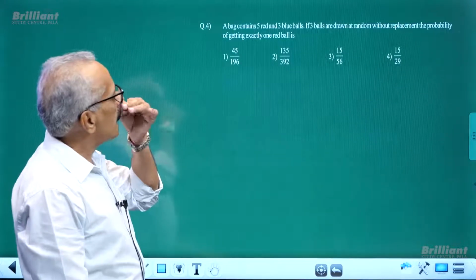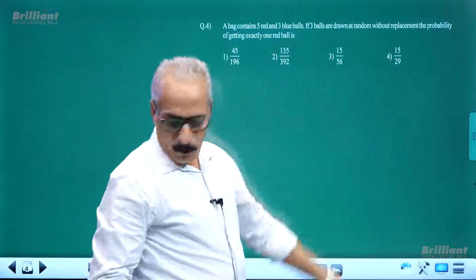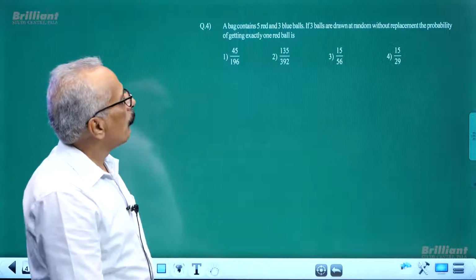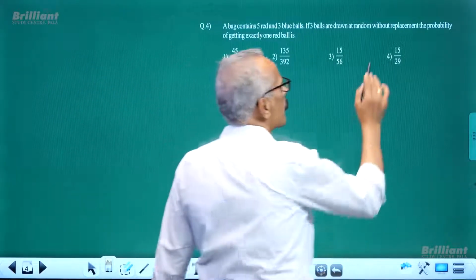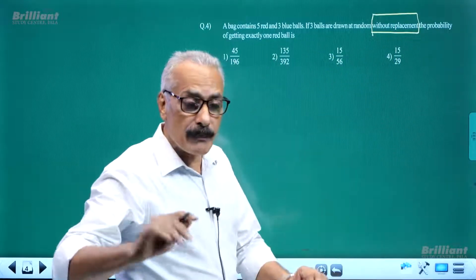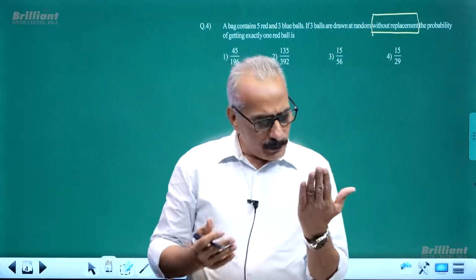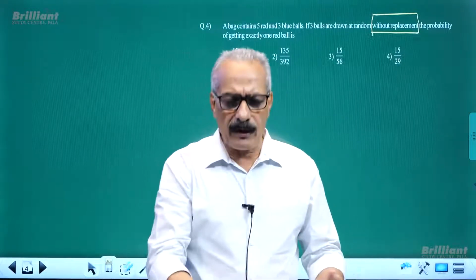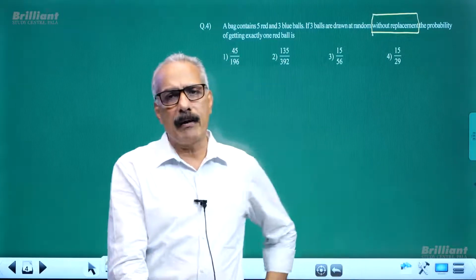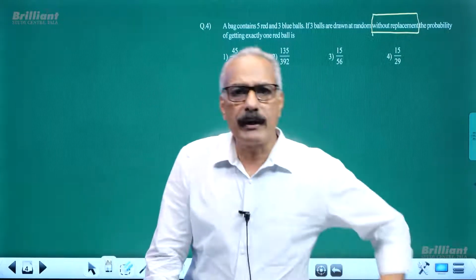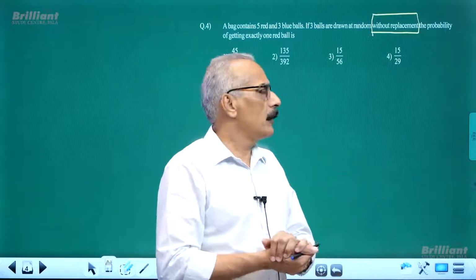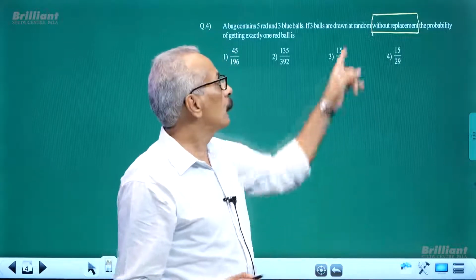A bag contains 5 red and 3 blue balls. Question number 4. 3 balls are drawn. Nothing is mentioned, then also it is without replacement. If it is with replacement, we take one ball, note the color, replace it, shuffle, and again take. That's called with replacement. Here we take a ball, keep it in our pocket, then take another ball, keep it in our pocket. That's called without replacement. But nothing is mentioned about the draw, so it is without replacement only. It is not necessary to be given.